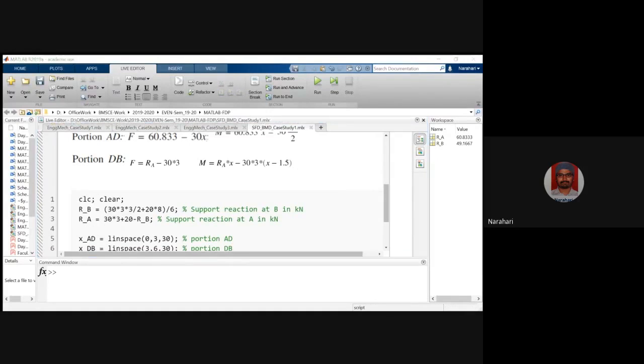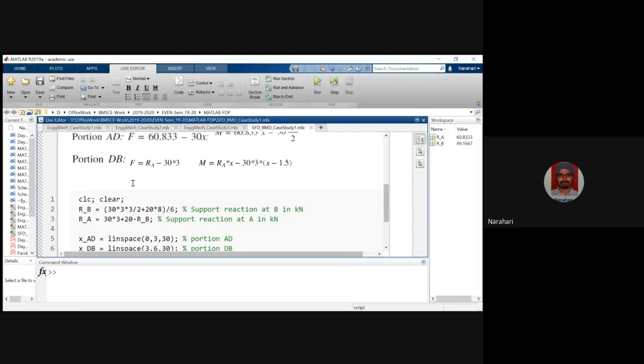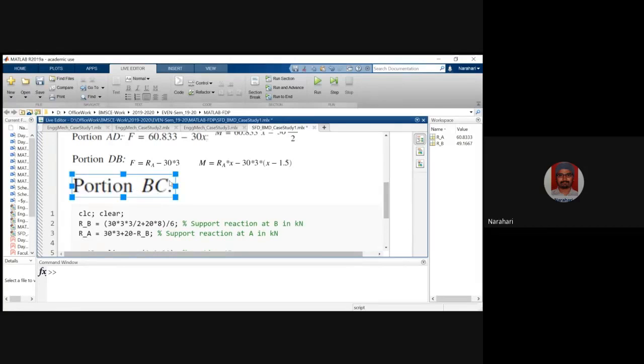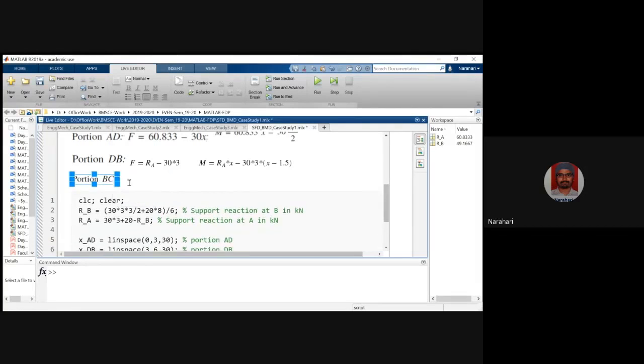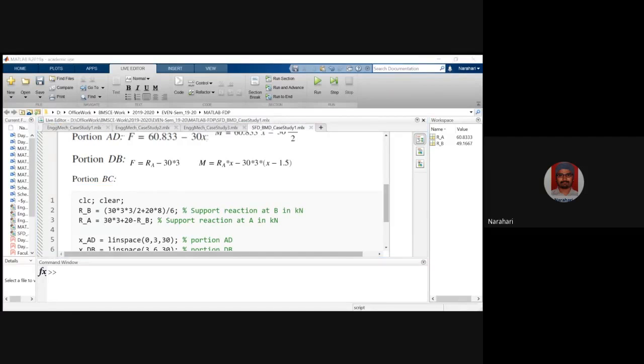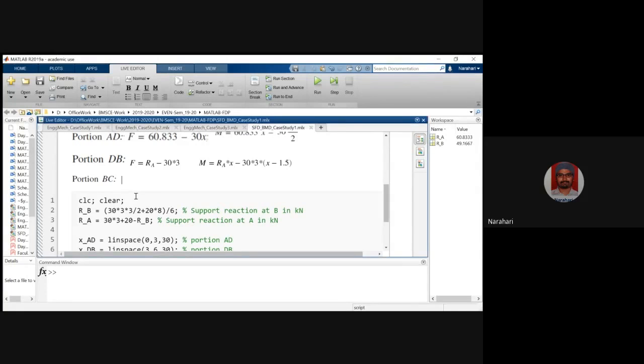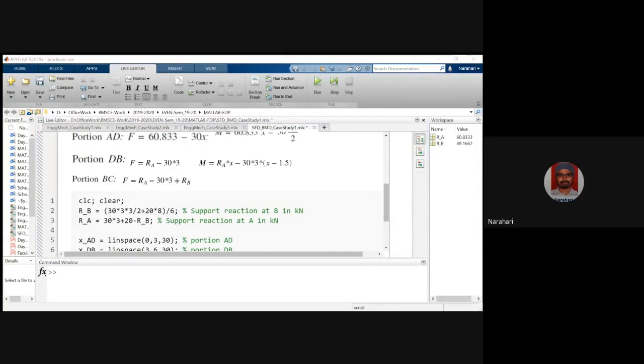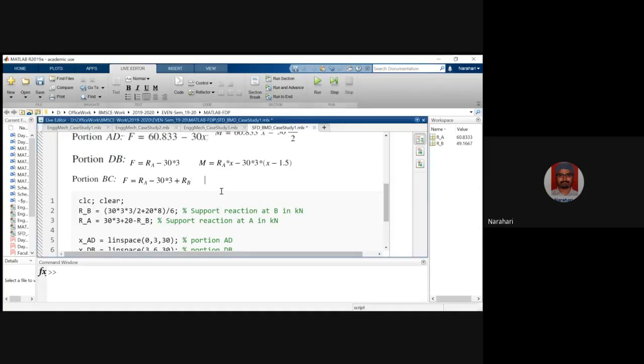Now for portion BC, this is the shear force and this is the expression for moment. One second, it will come. Right. So that same thing, I will again code here.